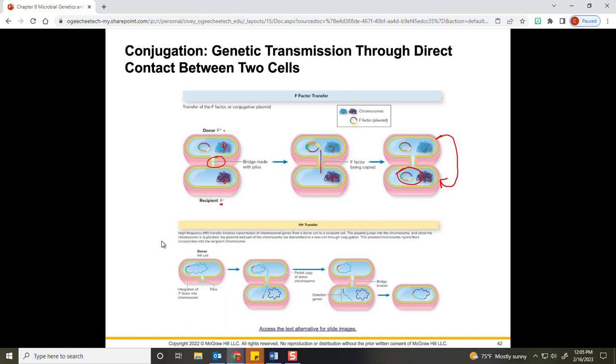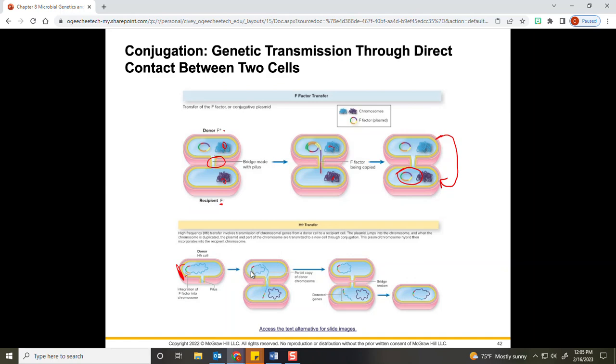On the other hand, the high frequency transfer, this is where we are going to have a donor cell and a recipient cell still. We see the plasmid, though, is integrated into the chromosome. So in comparison, here the plasmid was separate from the chromosome, but now we see the donor's plasmid integrated into its chromosome. So it can still form a pilus because it has that F factor here in the plasmid. So whenever the chromosome is replicated, maybe there's a partial copy of the donor's chromosome and some of the plasmid, which is what this is showing.